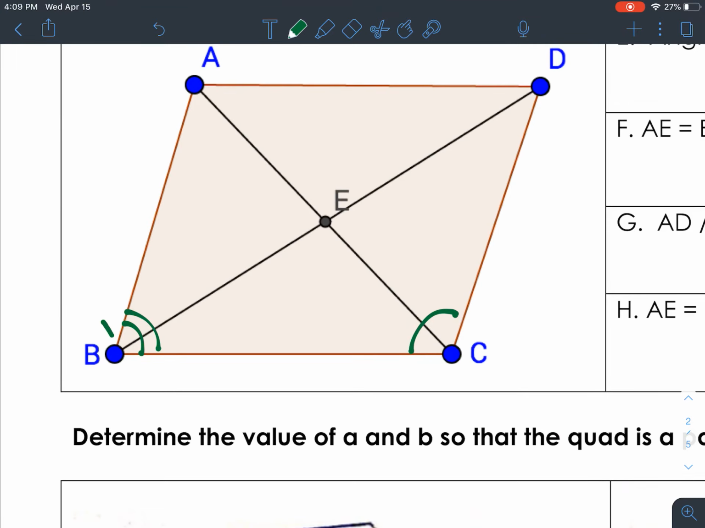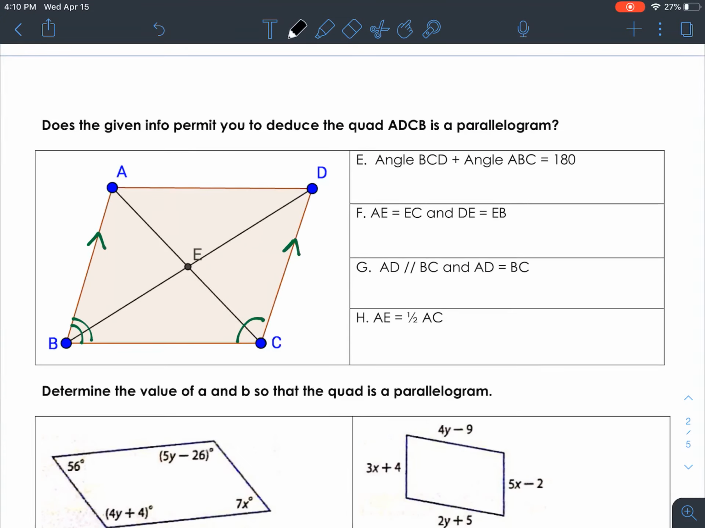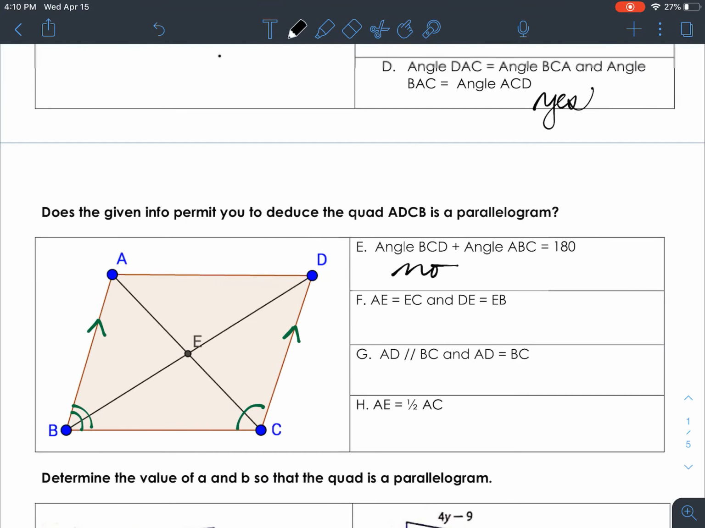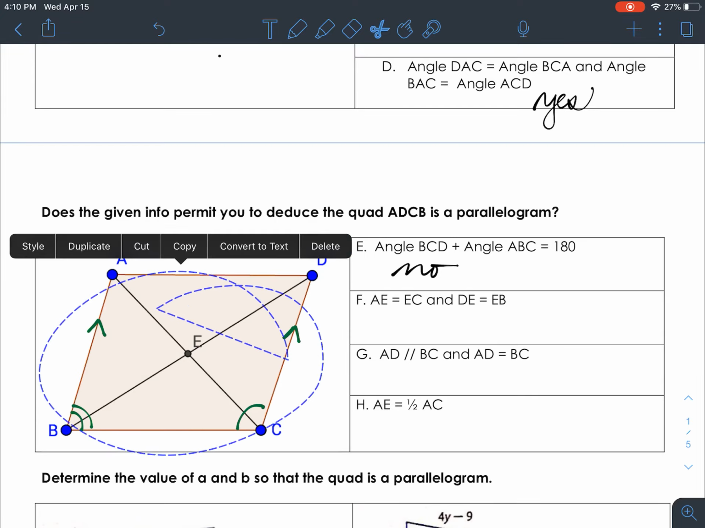But the fact that those same side interior angles are supplementary does at least prove that these two sides are parallel. While that's not enough to state that it's a parallelogram, it is something to keep in mind that same side interior angles will still prove sides to be parallel. But still, this is a no. All right, let's try the next one.